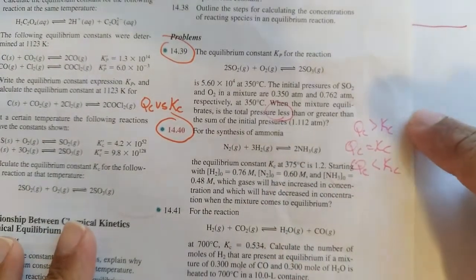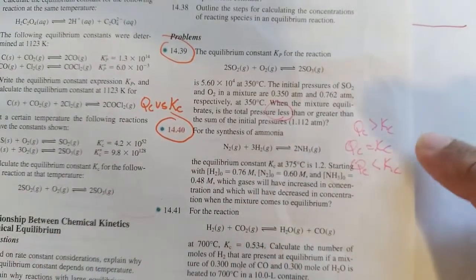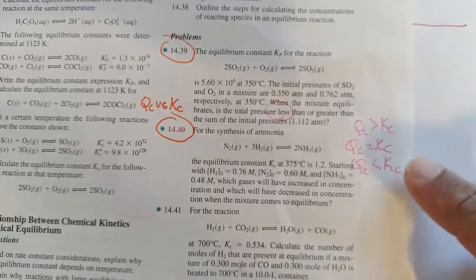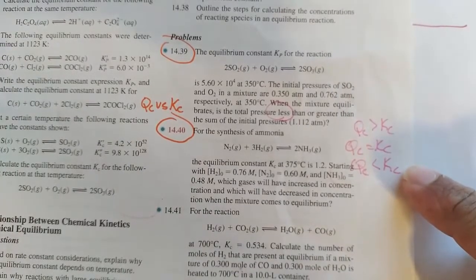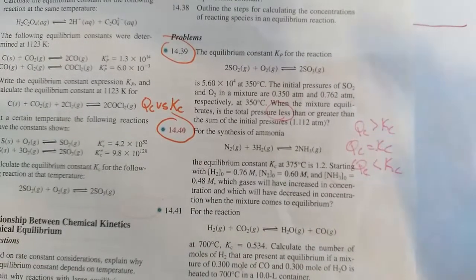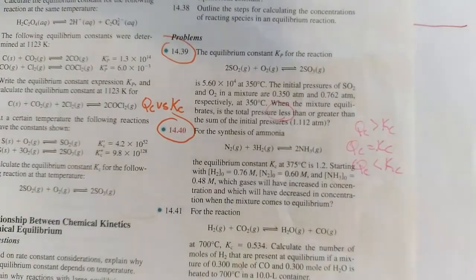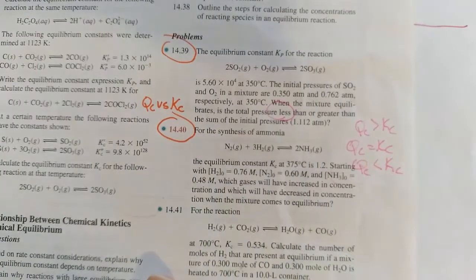So the equilibrium will shift to the left, reactants. We're already at equilibrium here. And here the equilibrium will shift to the product side in order to obtain equilibrium. So which way will the reaction shift to obtain equilibrium given certain types of conditions?